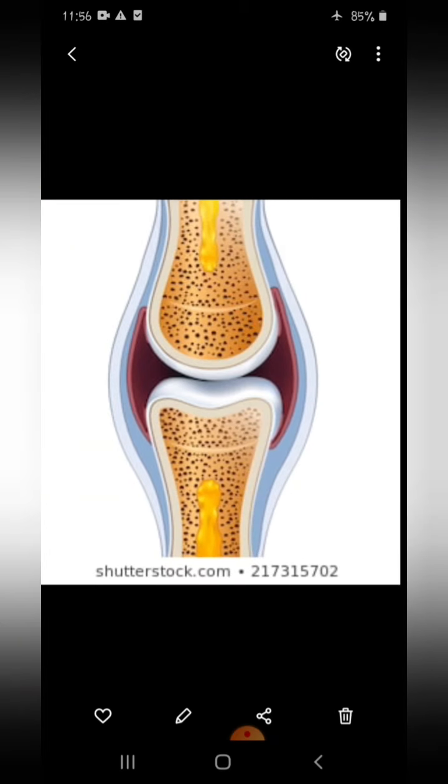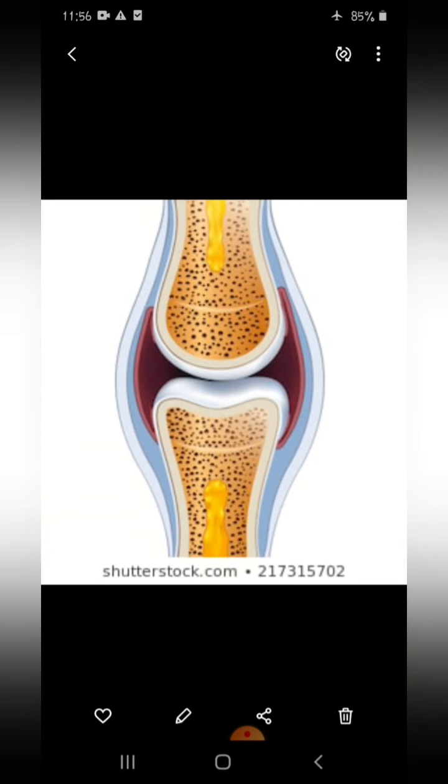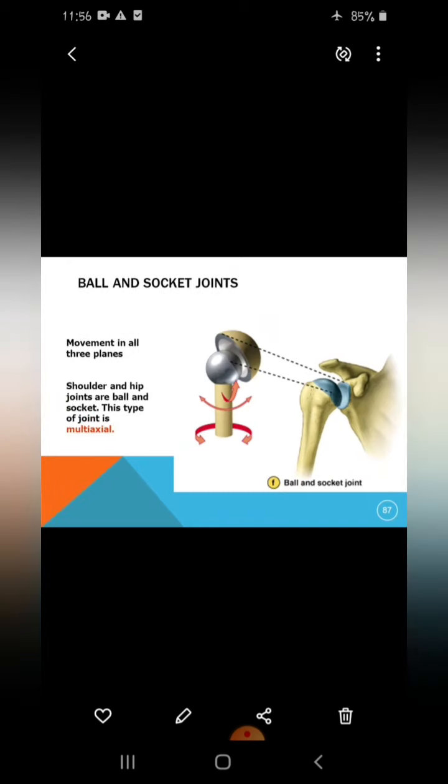Diagrams of bones, and this is called the joint. A joint, as I already told, is the place where two bones meet. This is an example of a joint. In joints there are many types of joints. The first one we are going to see is the ball and socket joint.